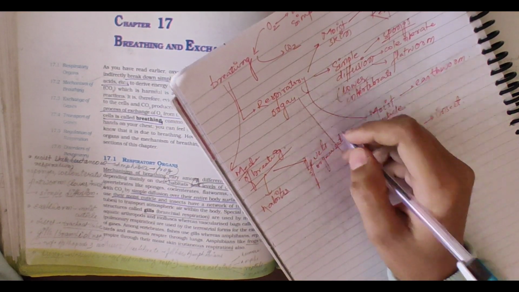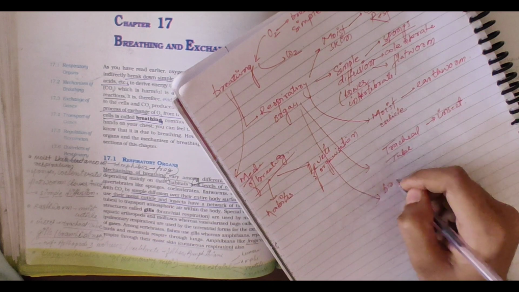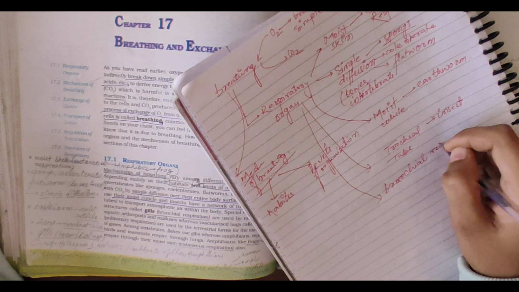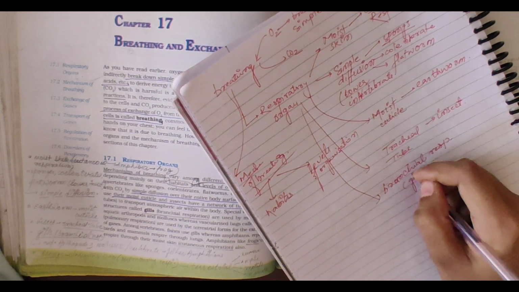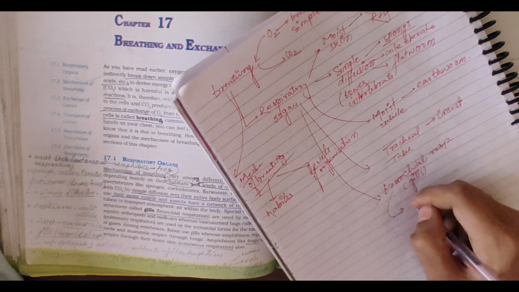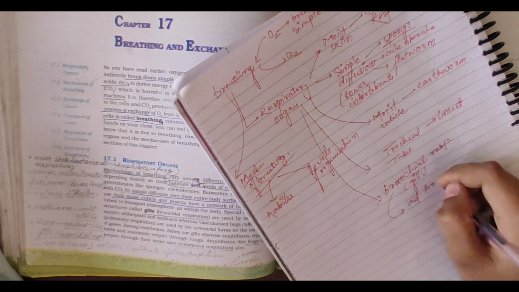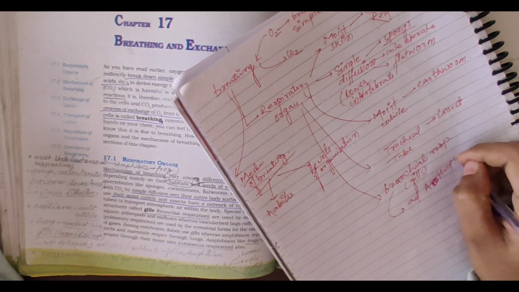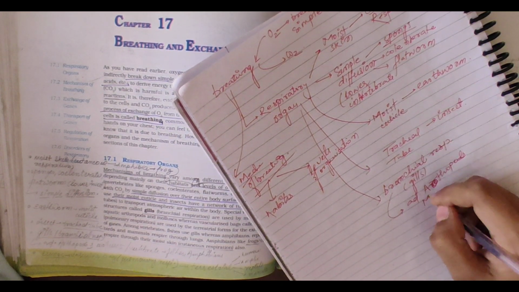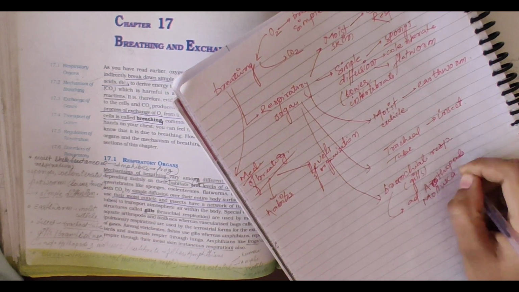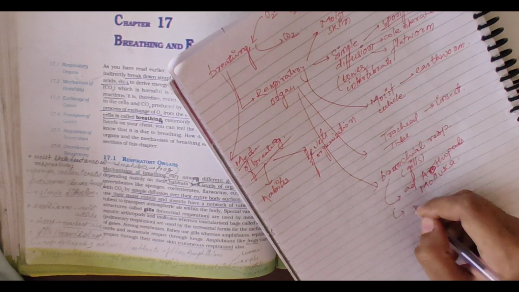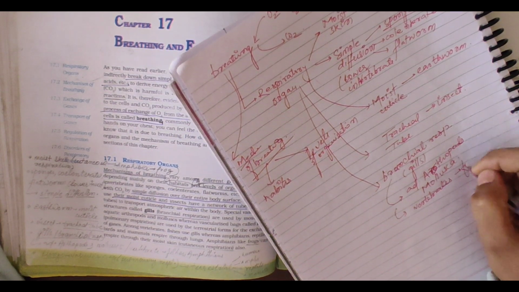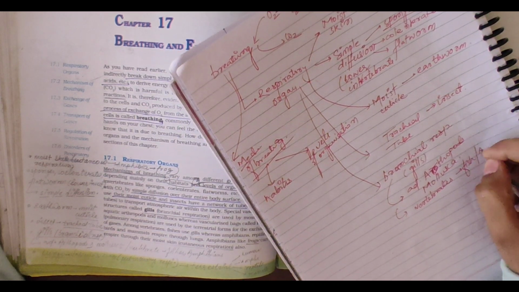And branchial respiration, gills wali. This is seen in aquatic arthropods, molluscs, and vertebrates like fishes and amphibians.